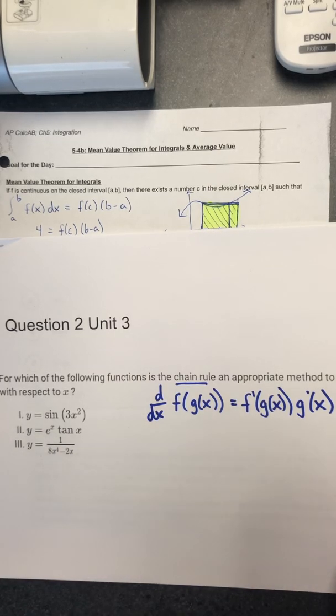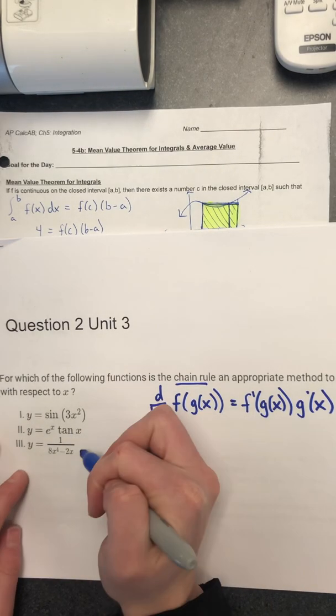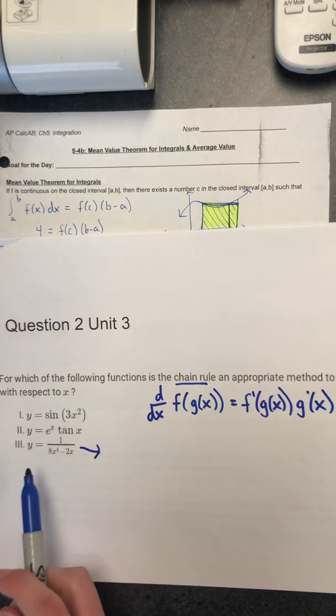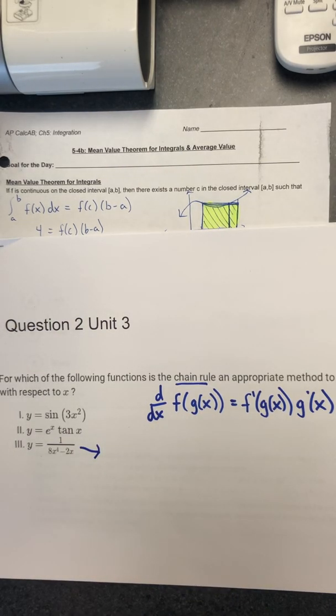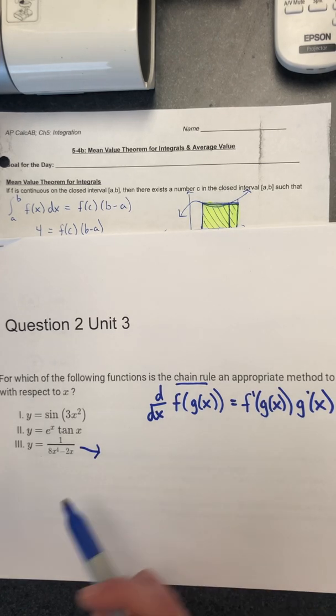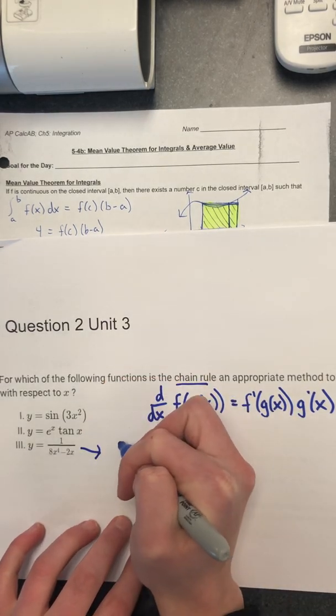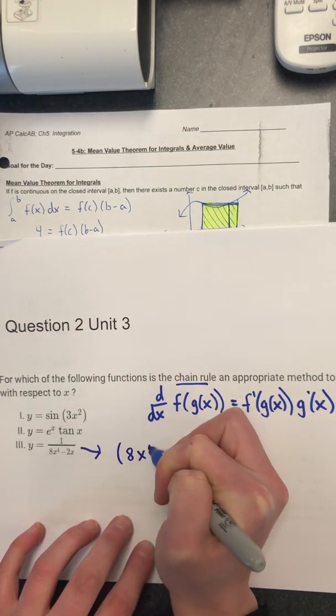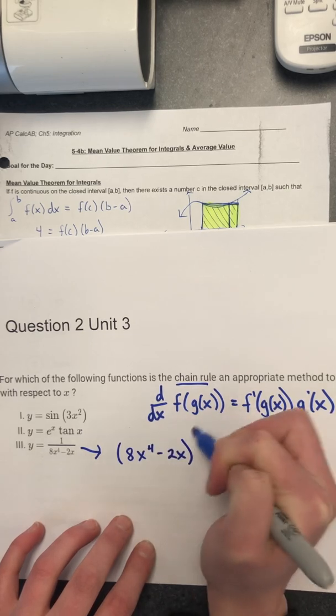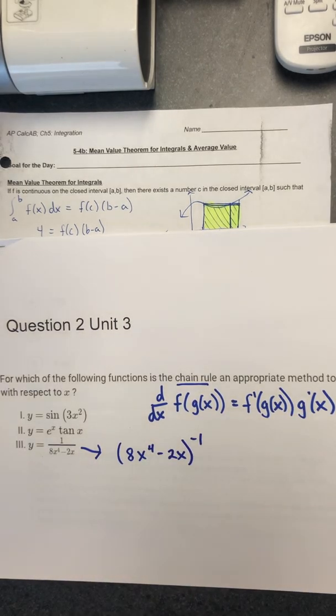You don't have to take the derivative. Which one of these would I use the chain rule for? So let's start from the bottom and move up. This one right here. The function is y equals 1 over 8x to the fourth minus 2x. Now, chain rule only applies to functions that are composed within other functions. So this function right here, I can actually rewrite as 8x to the fourth minus 2x raised to the negative 1.